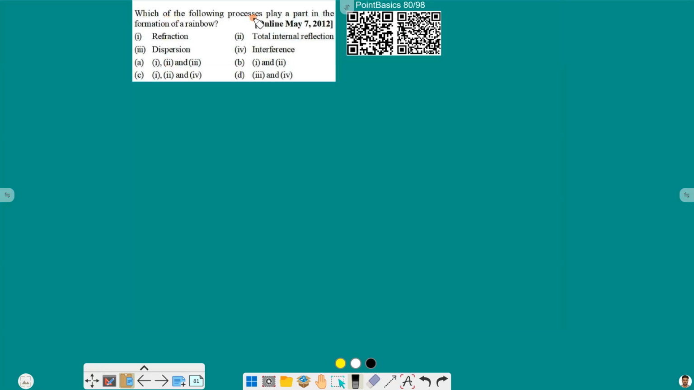Which of the following processes play a part in the formation of a rainbow? So in case of a rainbow, suppose this is a water droplet. So what we have? We have a light incident, light entering like this. Then we have a refraction here. Then we have a total internal reflection here. Then we have a refraction here. So we have refraction, total internal reflection, and again a refraction. This is the case for the primary rainbow.